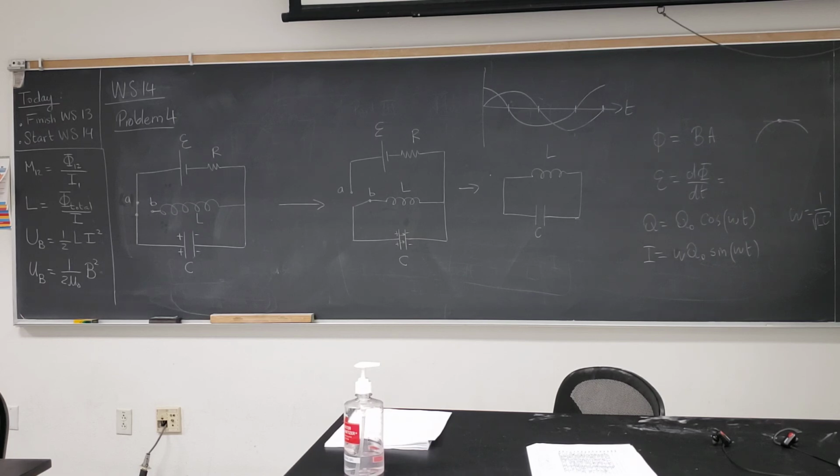Problem 5 is similar, same setup. You have a capacitor fully charged, and then you flip the switch, and then you have just the inductor and the capacitor, and the charge flows back and forth. So let's think about that. I'm going to pause here.